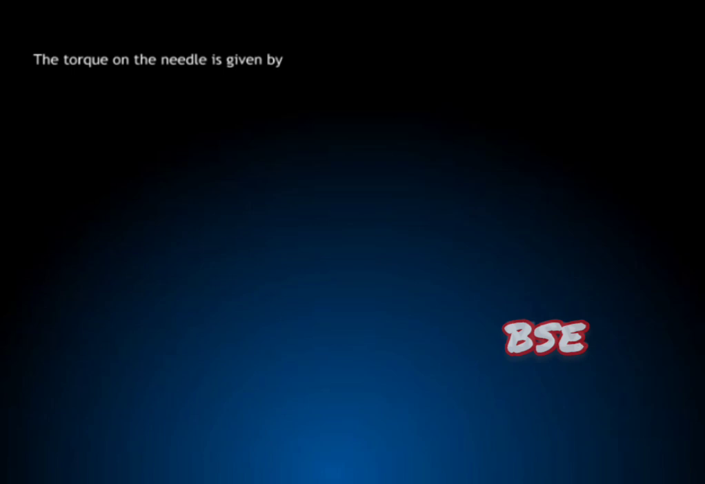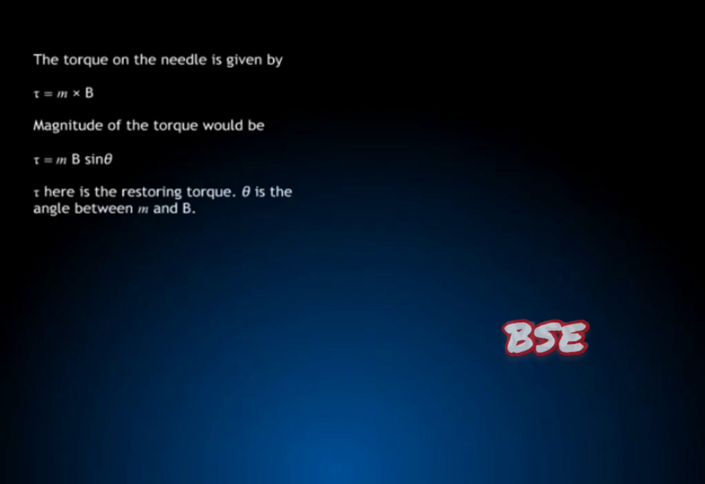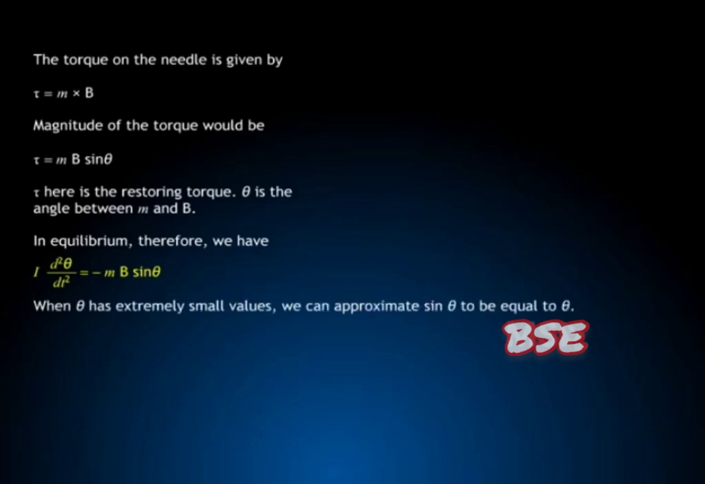The torque on the needle is given by tau equals m cross B. The magnitude of the torque would be tau equals mB sine theta. Tau here is the restoring torque. Theta is the angle between m and B. In equilibrium, therefore, we have I d squared theta by dt squared equals minus mB sine theta. When theta has extremely small values, we can approximate sine theta to be equal to theta.